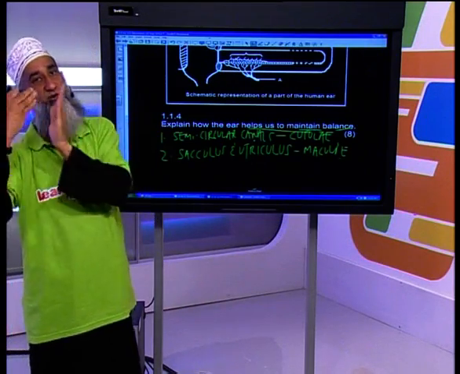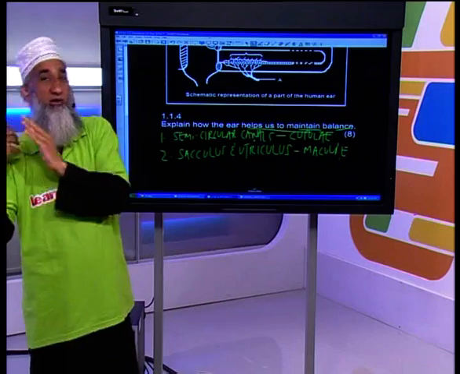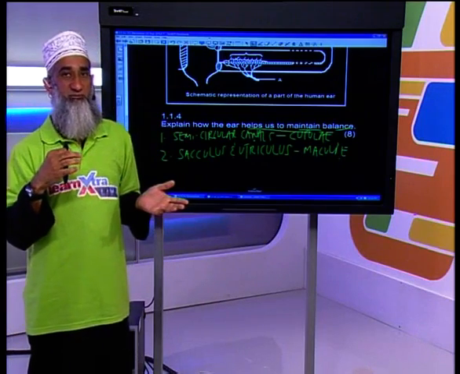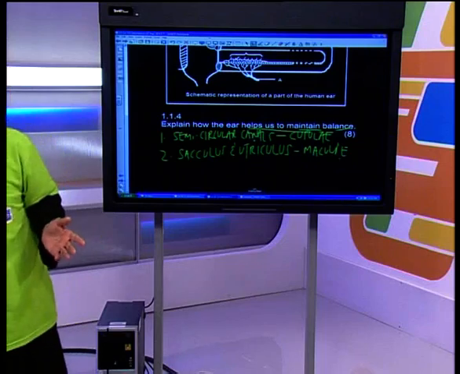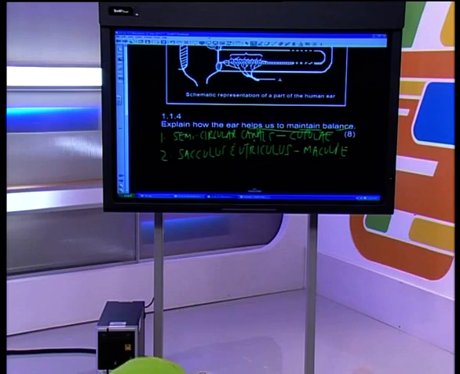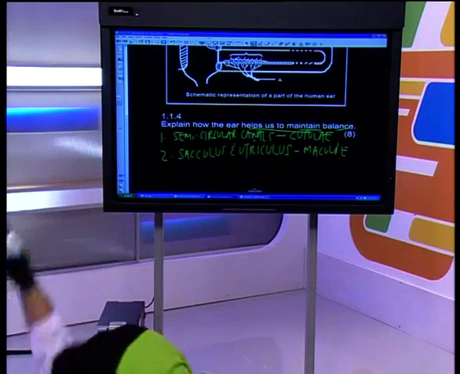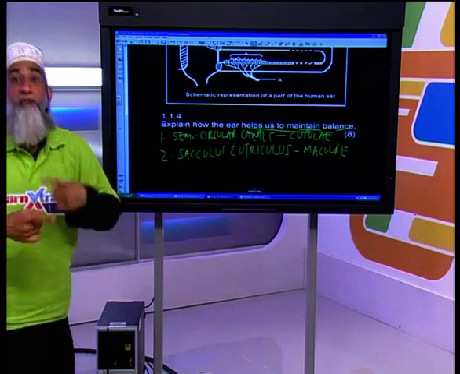If I'm moving it that way, then obviously these ones are being sensitized when the fluid moves. When I move it that way, it's going to be the same thing. And if I had to go down on my head and do that, then too, I know that I am upside down.